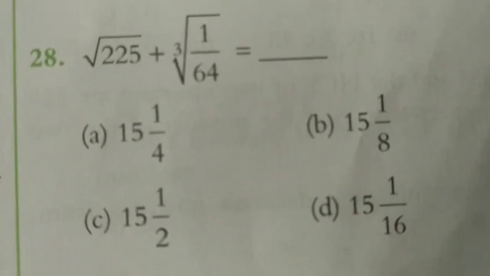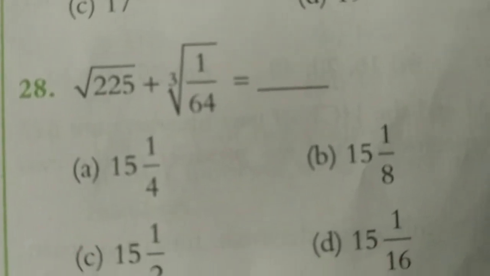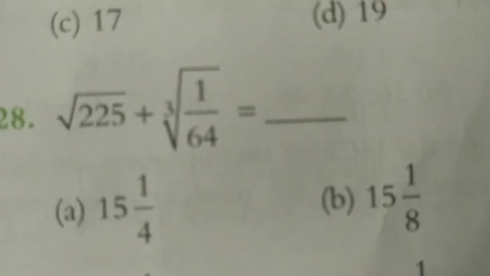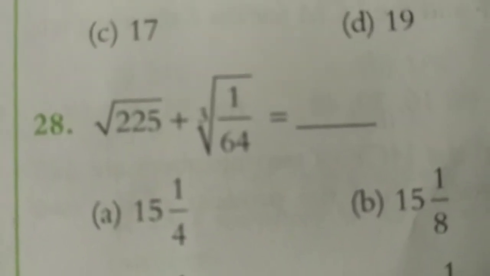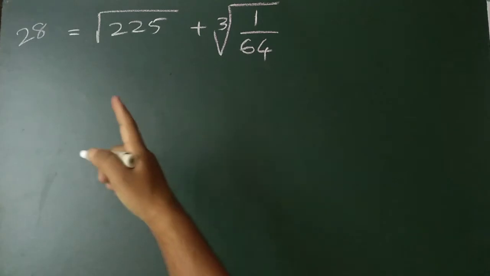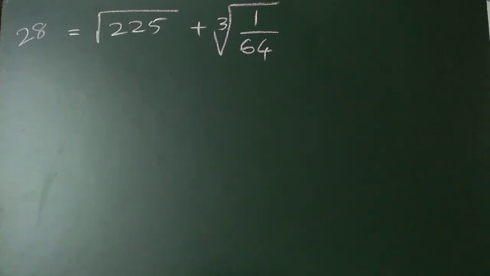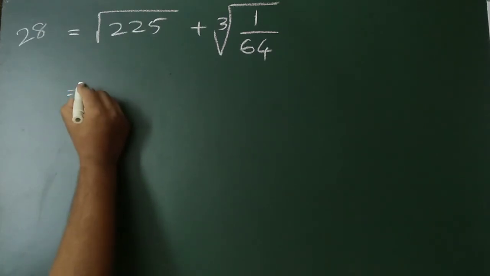The 28th question is the square root of 225 plus the cubic root of 1/64. I am dividing this into two parts. One is the square root of 225, this is a square root. Here, this is a cubic root. First the square root, I already explained in a previous video.